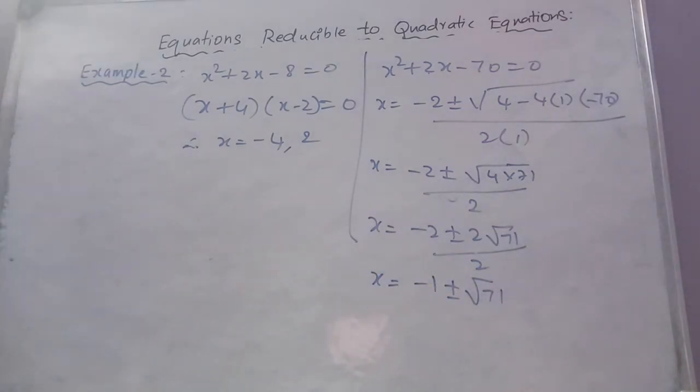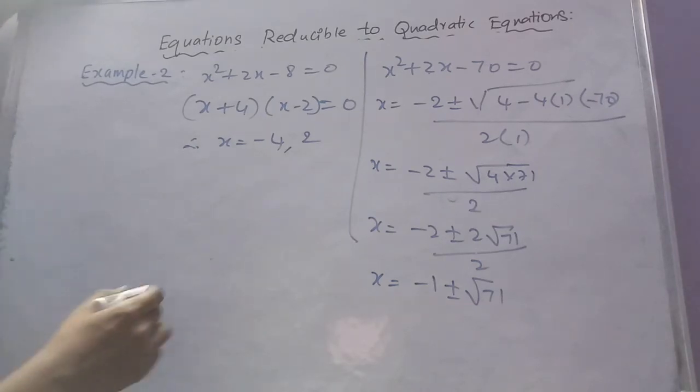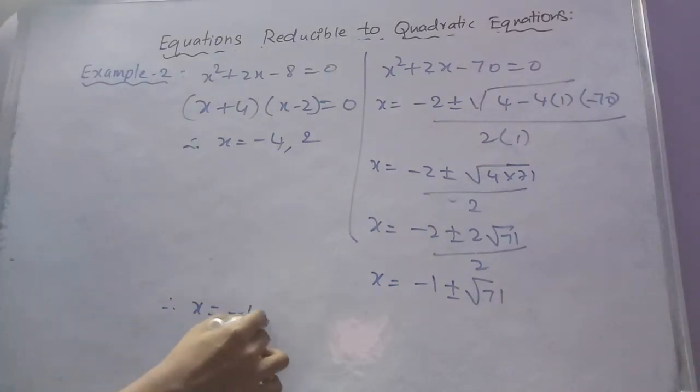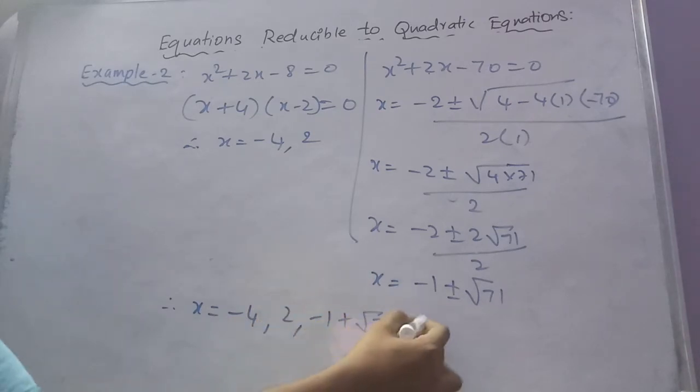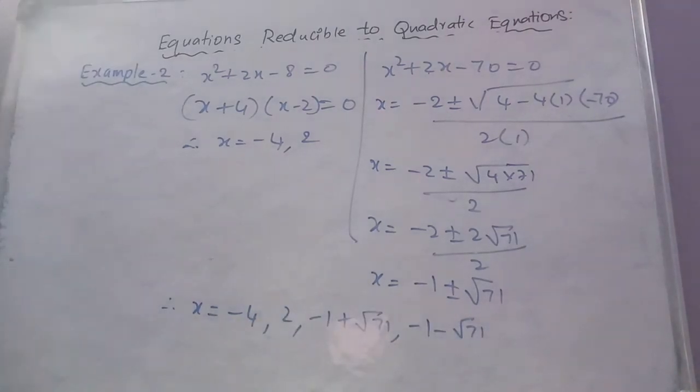Therefore, the 4 roots of this biquadratic equation are x is equal to minus 4, comma 2, comma minus 1 plus root 71, comma minus 1 minus root 71. So this is how we can find the solutions of the equation which is of the form x minus a into x minus b into x minus c into x minus d equal to a. So I hope you understood this example. Now let us go to the third model, the third type.